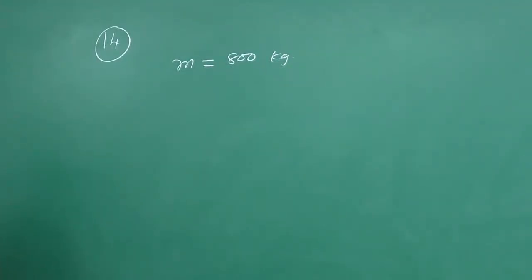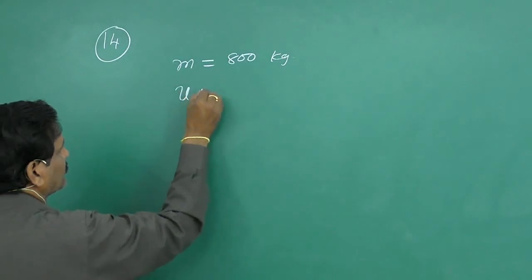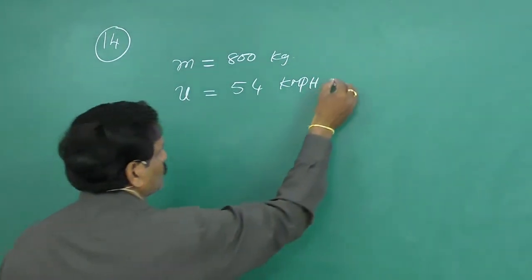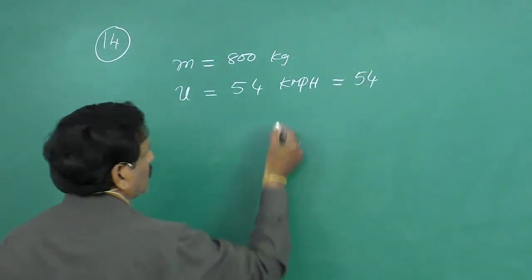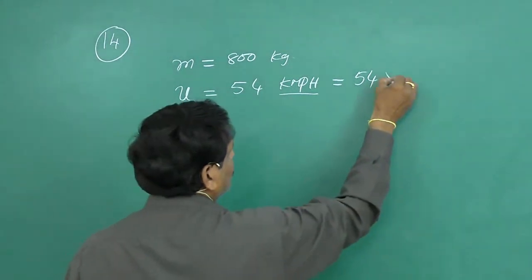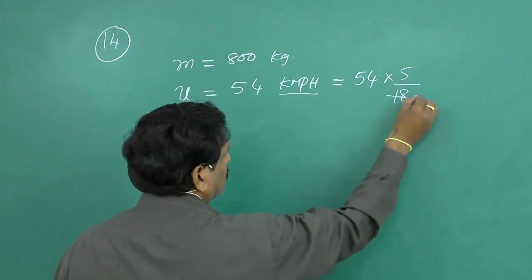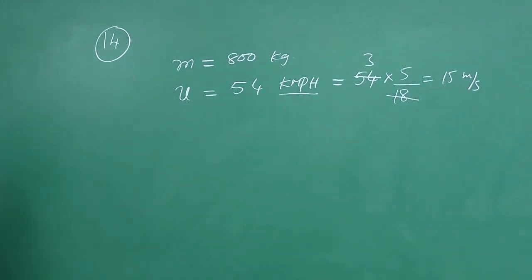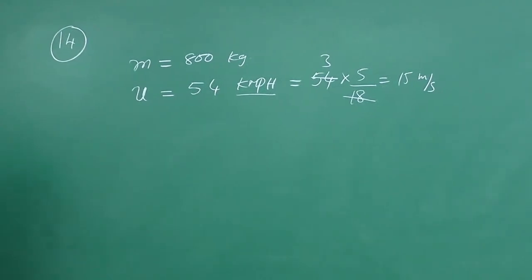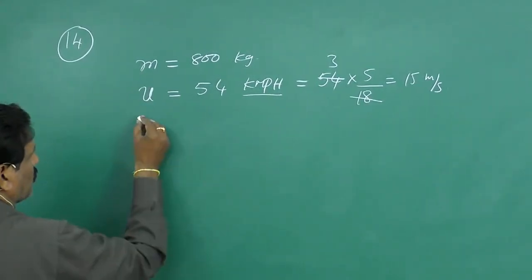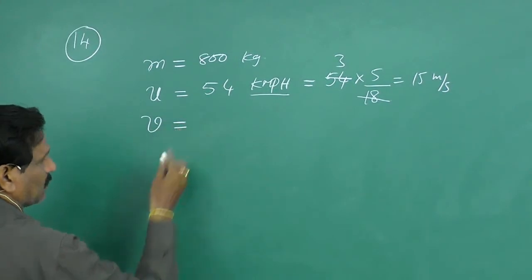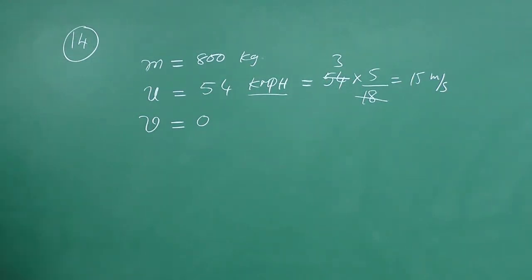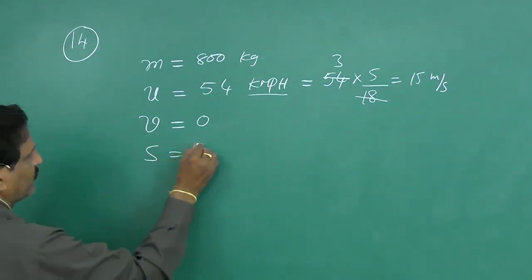And it is moving at 54 kmph. So initial velocity is given as 54 kmph and this should be converted into meter per second. So the multiplication factor is 5 by 18. So this is 15 meter per second. This is the initial velocity of the car and it is brought to rest. Brought to rest means finally it comes to a stop. That means final velocity is 0, and brought to rest over a distance of 15 meter.